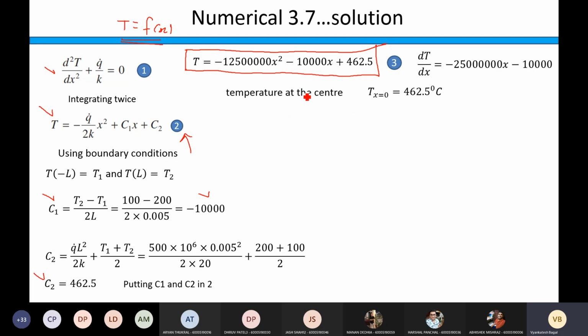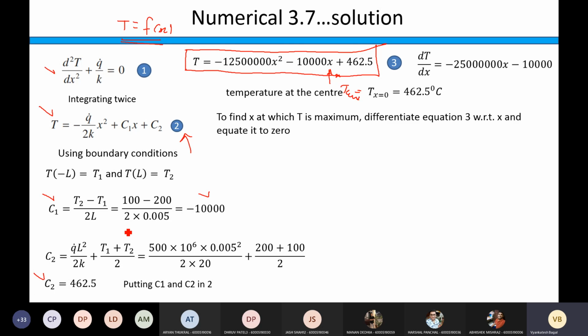Temperature at the center: if I put X equal to 0 here, then this T is nothing but the temperature at the center. So T at X equal to 0, the center temperature, is 462.5 degrees C. And this term will become 0, correct? So the first part is over, the temperature at the center.